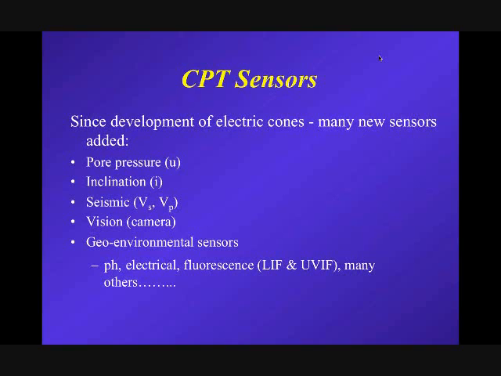And then in the 80s, geophones were added, where you could measure both shear wave velocity and P wave velocities. And then in the 90s, people had the idea of adding a little camera to actually look at the soil. That's become less popular because it can be pretty boring watching 8 hours of video of soil going past the cone. But in the 80s and 90s in the geoenvironmental industry, lots of sensors got developed and added to the cone.